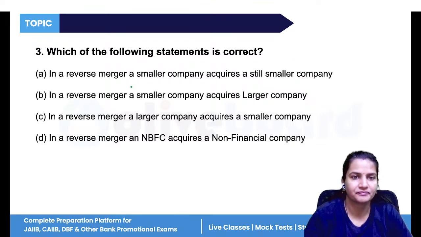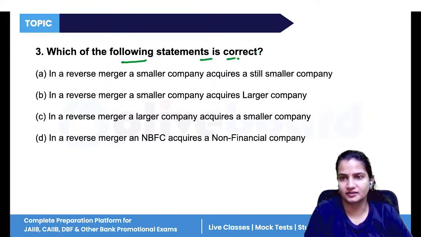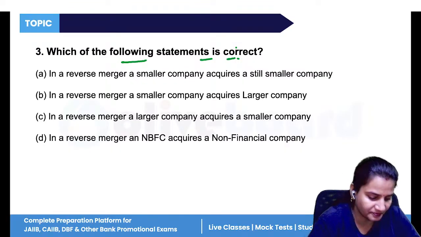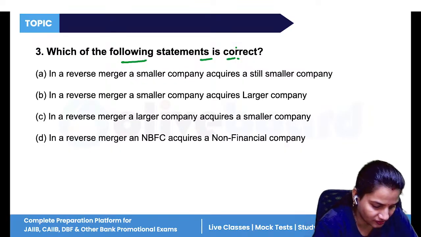Now next question. Which of the following statements is correct? It is from mergers and acquisitions. Which of the following statements is correct? Okay, let me share it in the WhatsApp group also.